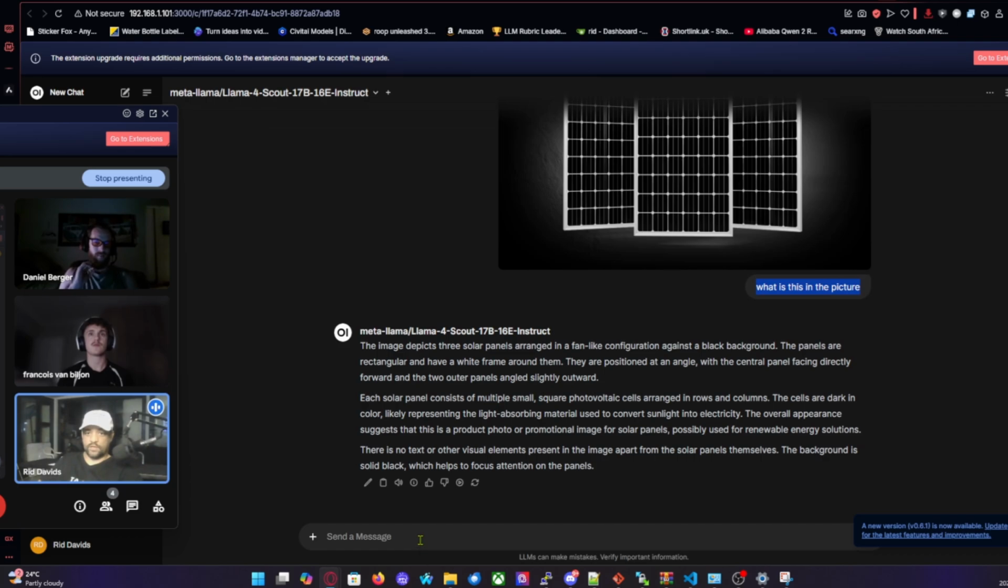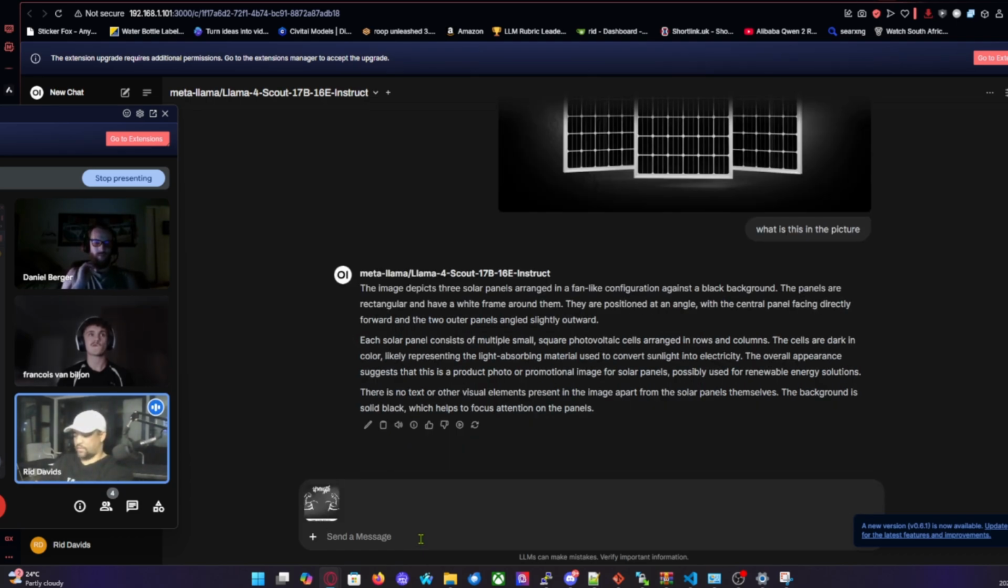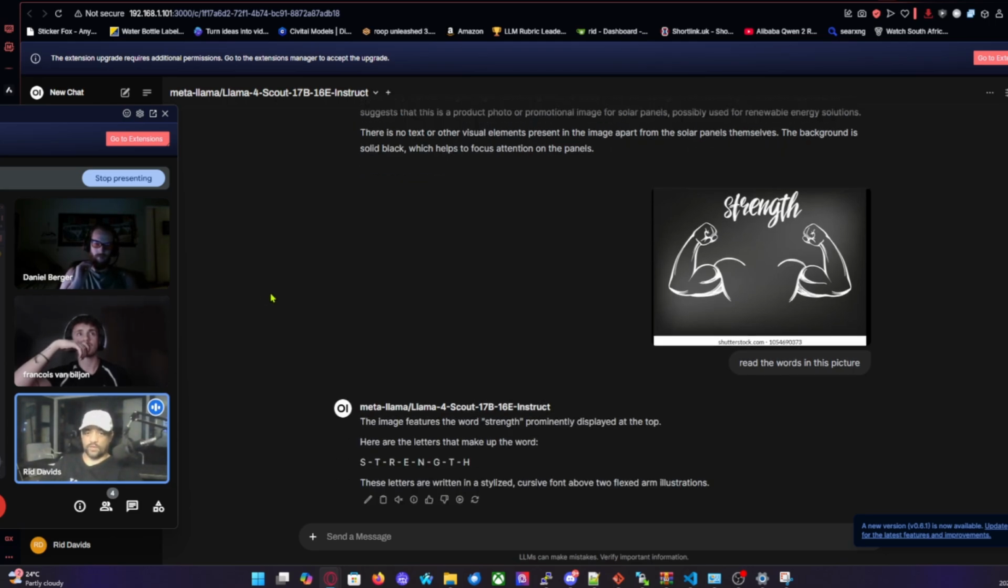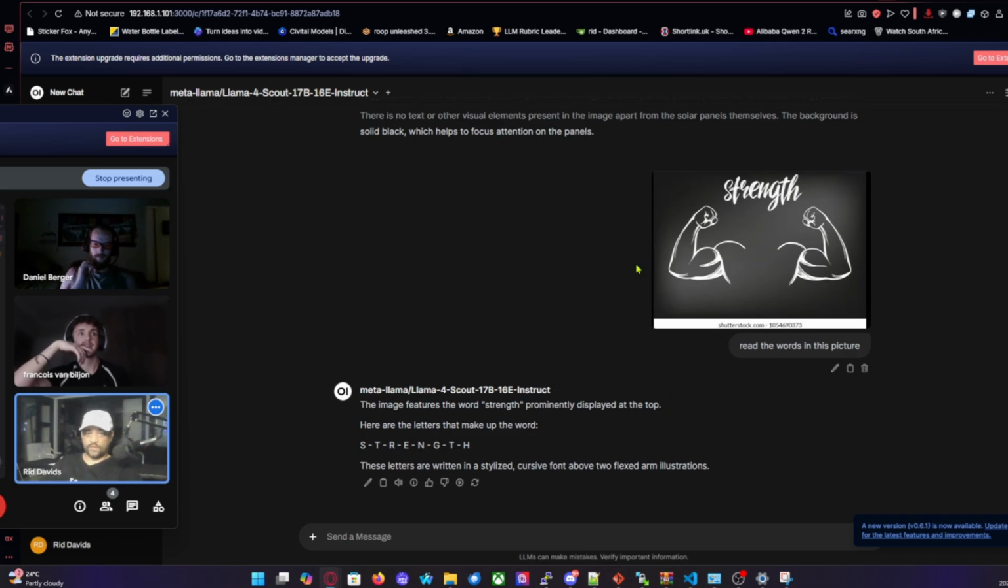Cool. Now let's see if this can do the same. Read words in this picture. Multimodality. A lot bigger model. The image features the word strength. Great, it can read that. So let's go for it.